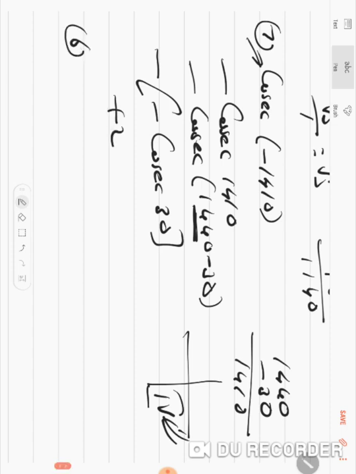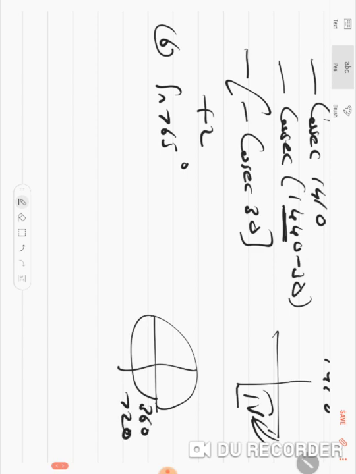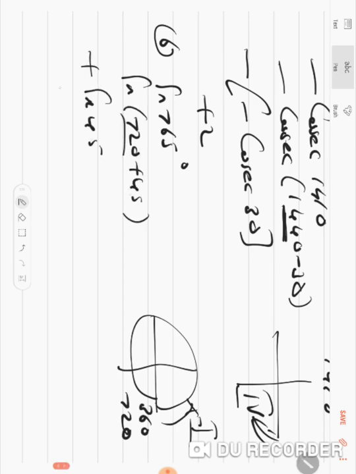Okay, next is sixth sum, which is sine 765, which will be 720 plus 45. 360 first revolution, second revolution 720, plus 45, which is in the first quadrant. Everything is positive. Sine 720 plus 45, even integral. So sine 45, all positive. So plus 1 by root 2 will be your answer.